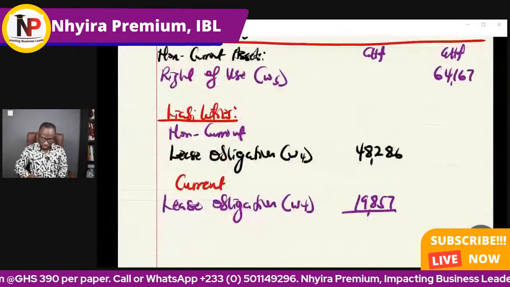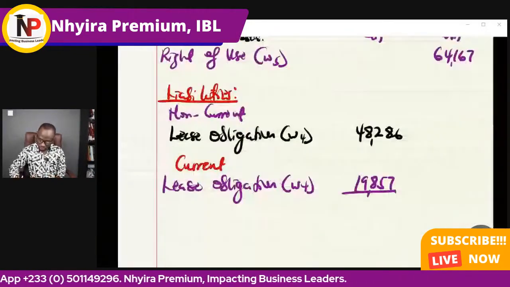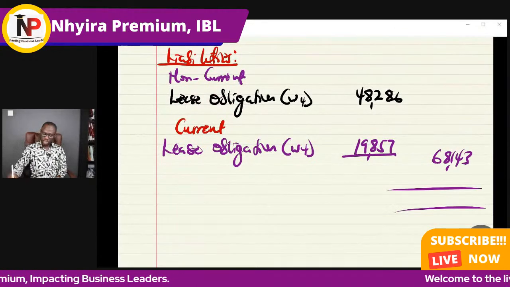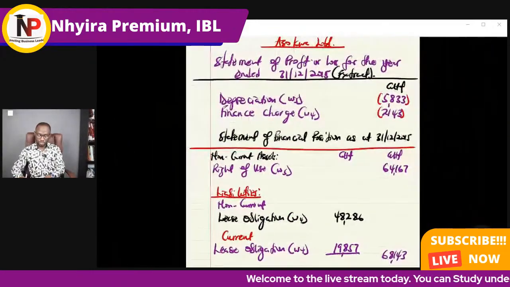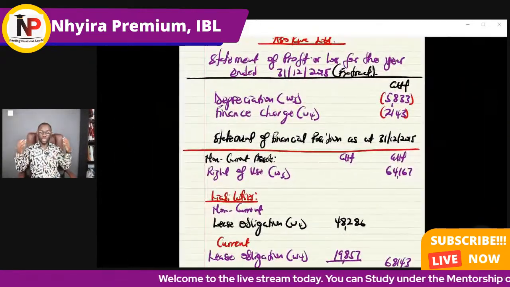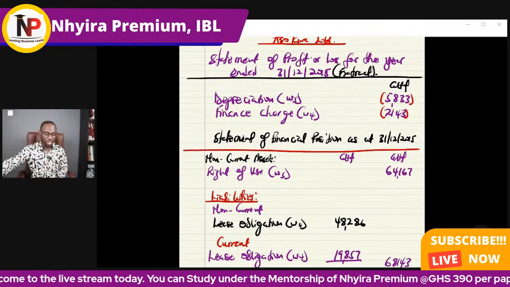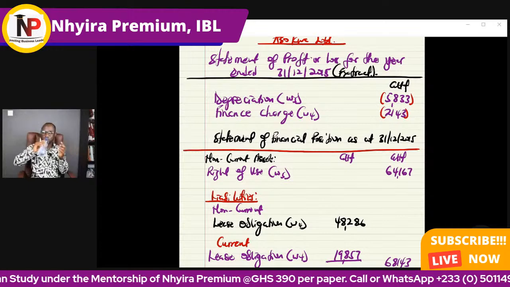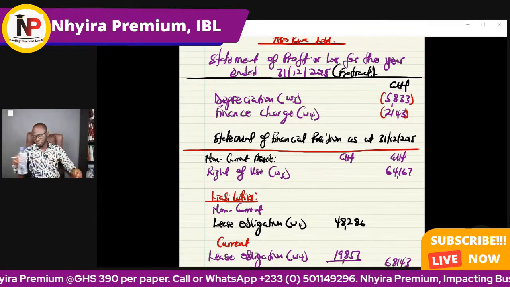So we added up, and that was what gave us the total liability of 68143. So no need for that here. This is also an extract. So this is how we answer this question and present the financial statements that we are required to present. All right. Very simple, sweet, straight to the point.